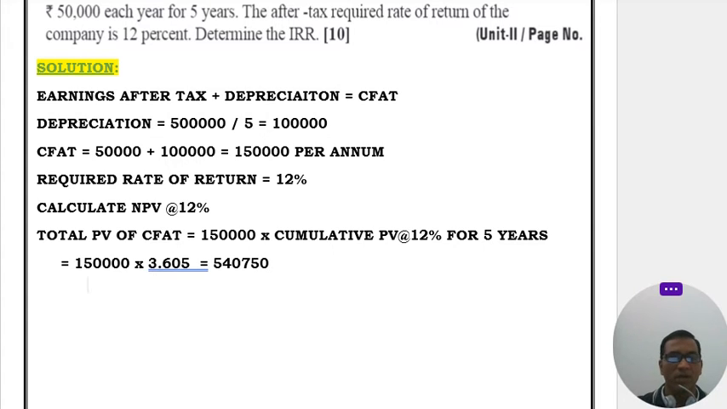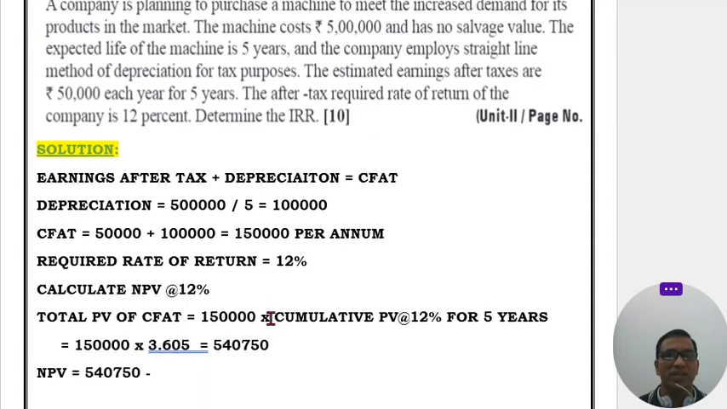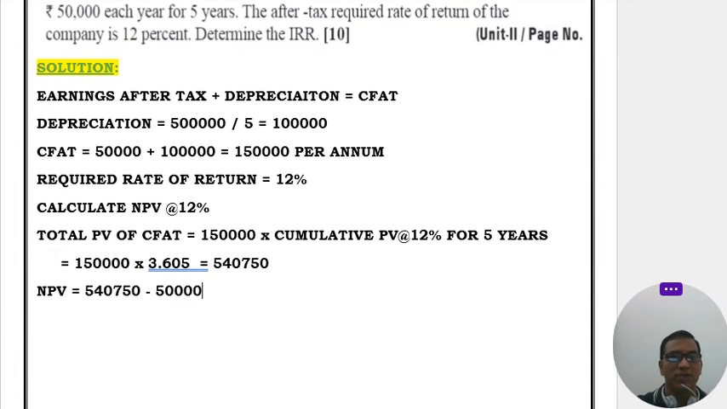that is 540,750. And now NPV is equal to total PV of CFAT 540,750 minus cash outflow, the initial cost of the project, 500,000, that is equal to 40,750. So I got NPV. In order to calculate IRR, I need 2 NPVs. So now I have to calculate one more NPV at another rate of return.